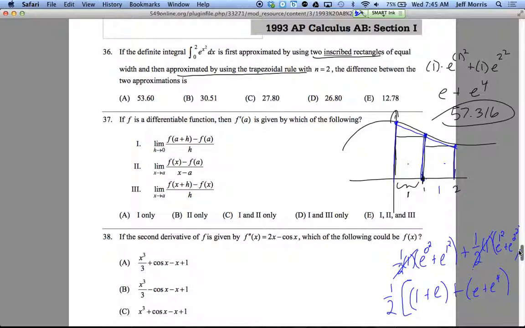Is that really 2e? e plus e is 2e. I already got it. What do you got? 30.517. I want to know the answer. The answer is not B. The answer is what's the difference between these two? What do you do? Subtract the 2. The answer has to be D.